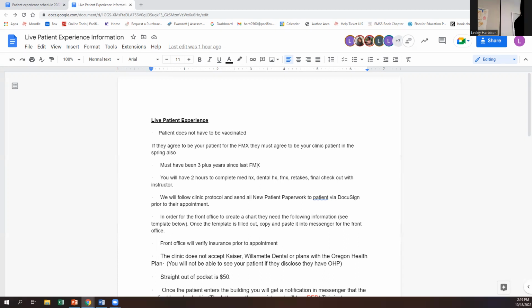When is it? End of November, beginning of December. But if you're asking me, it's 3 years. So they have to pay for the X-rays. They do. They have to pay for the X-rays, and they also have to pay to be your patient. It's not super expensive, but you do want to tell them about the cost as well. There is cost to it, so that's important to know.